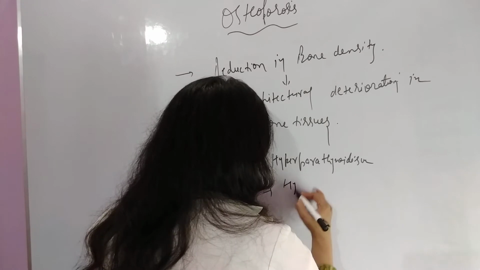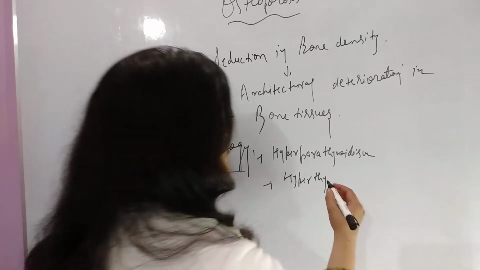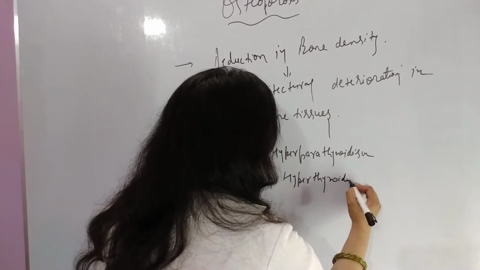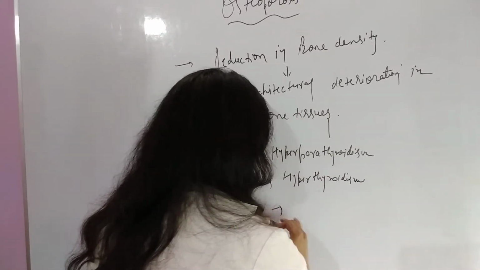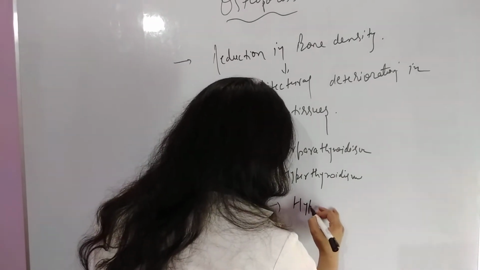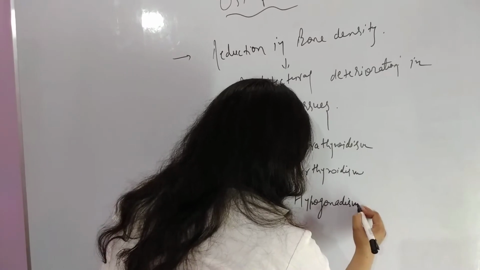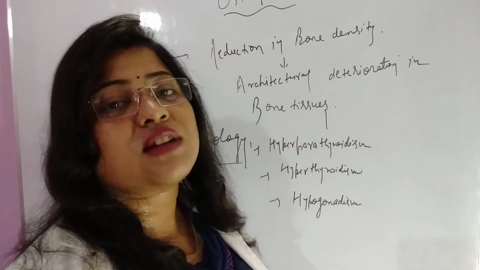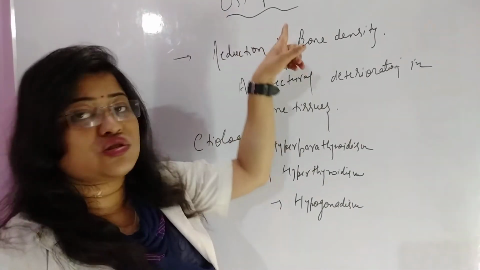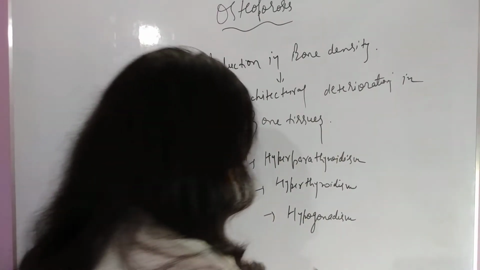Hyperthyroidism, hypogonadism, because estrogen is directly related with osteoporosis formation. So hypogonadism.